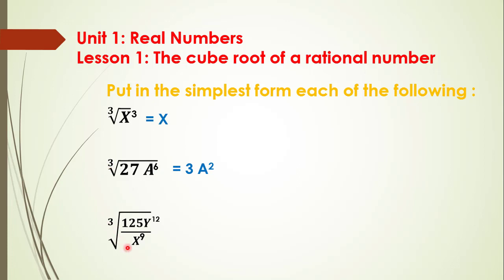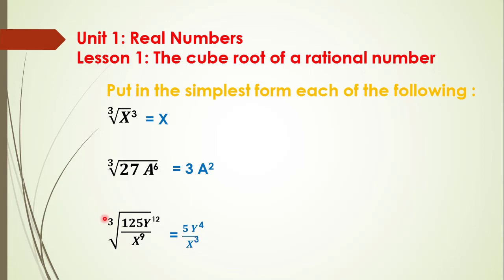The last one here, we have 125. We all know that the cube root of 125 is 5, and we have y and x. The power here is 12, y to the power 12. As I said before, I'll divide by 3. 12 divided by 3 is 4, so y to the power 4, and x to the power 9, here 9 divided by 3 equals 3, so x to the power 3.